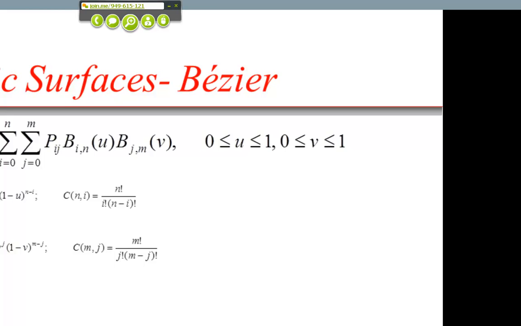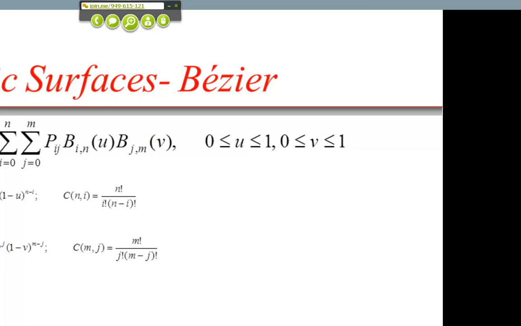Basically, the n choose i is the coefficient, and it's u to the i, 1 minus u to the n minus i. The problem is with a surface, you have to have two variables. So we have a u variable that's in our curved direction, and we have a v variable that basically goes normal or perpendicular to our curved direction. And because we have two parameters, we need two blending functions. So we have added a B, j, m, a v as our other blending function.